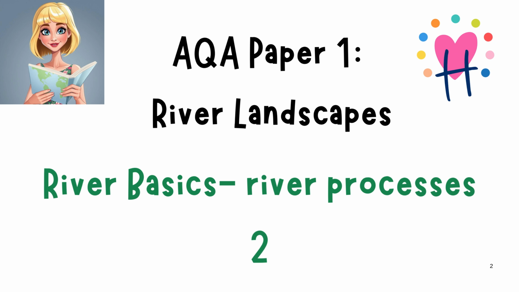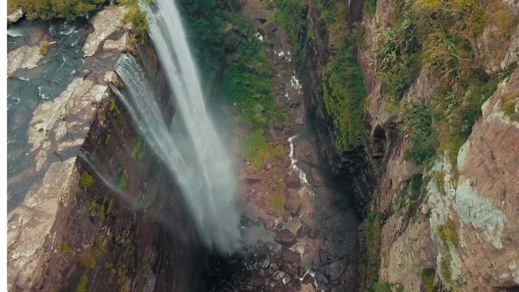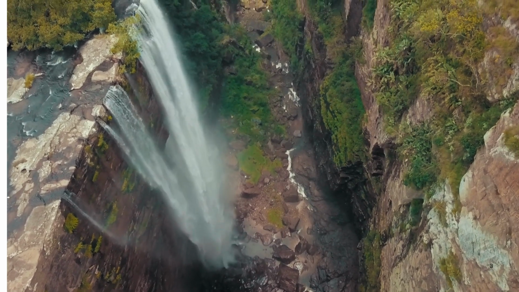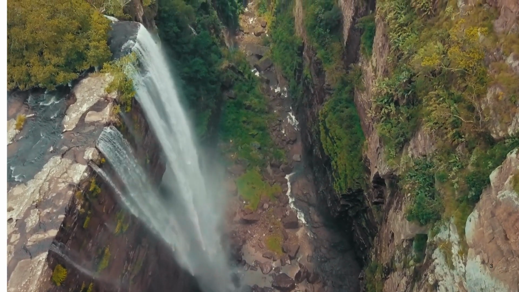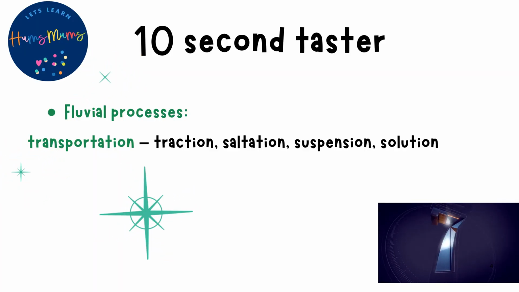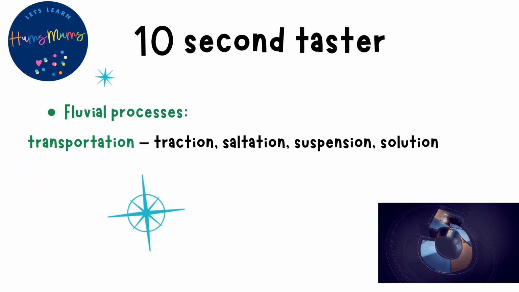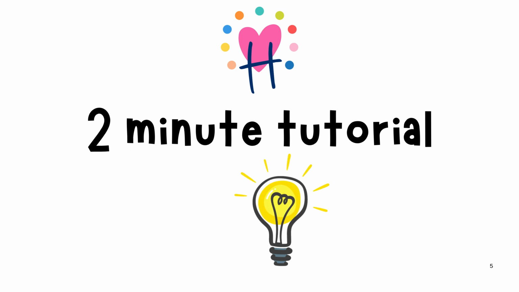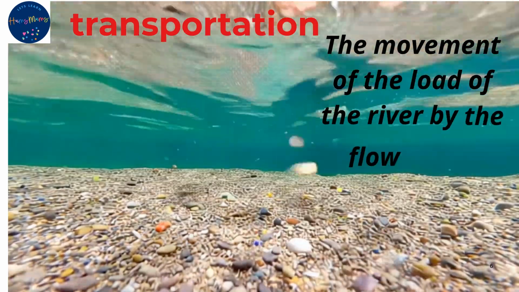Today we're talking about part 2 of river processes. We've talked about erosion. Today we are going to be talking all about transportation. So here's your 10-second taster. This is what we're doing today. We're going to talk about the 4 fluvial processes of transportation: traction, saltation, suspension and solution. So as usual, it's going to be a slightly shorter tutorial today. Get your pens and revision materials ready and let's get started.